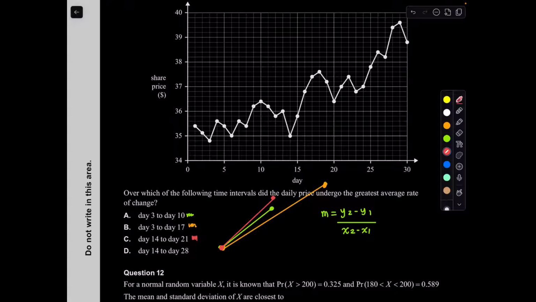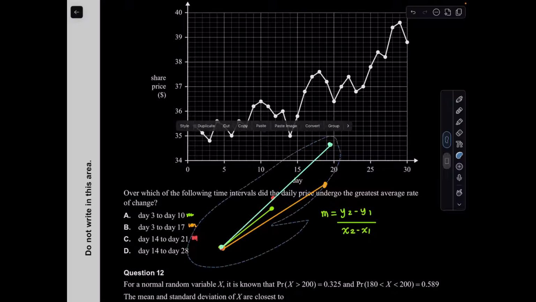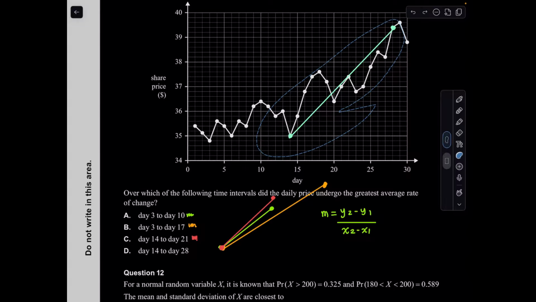Let's try D then, the last one. So day 14, which is over here, to day 28, which is, I think, here. Yep, 28. Beautiful. Let's connect that and see which one has the steepest. There it is. Okay, let me double check that. 26, 27, 28, 28's there. Yep, 14 to 28. Done. Nice.